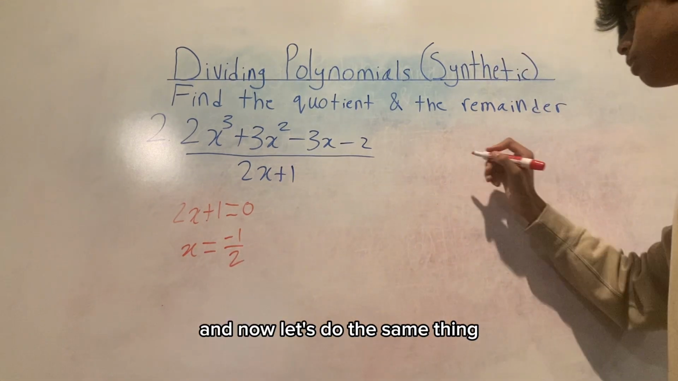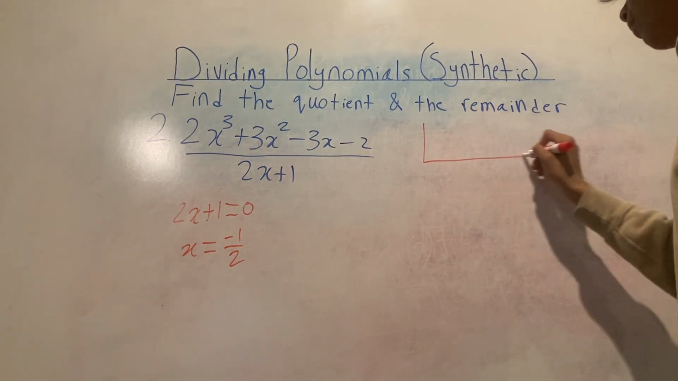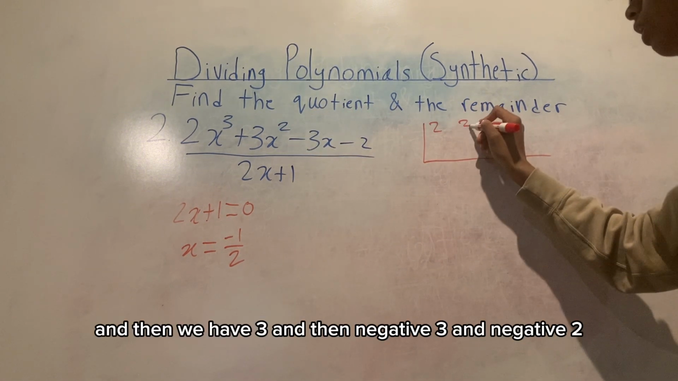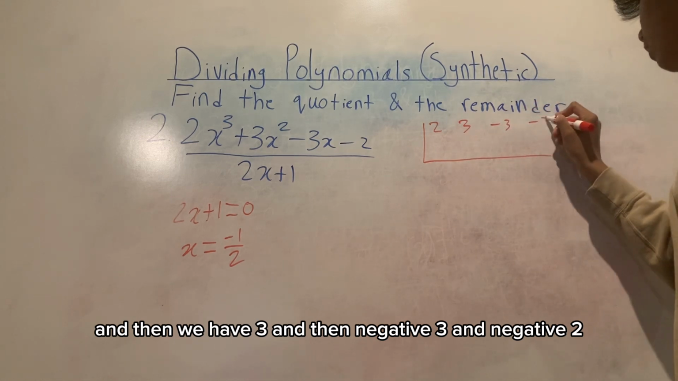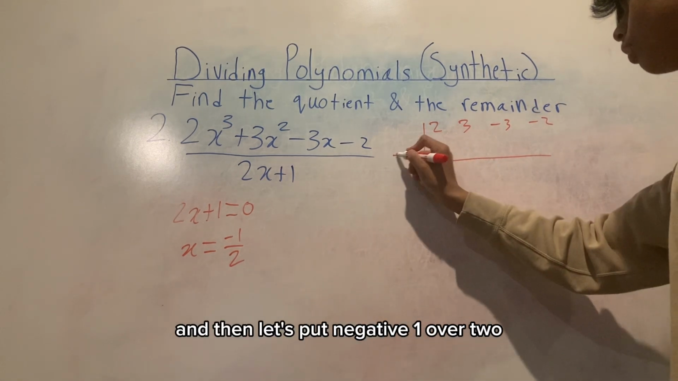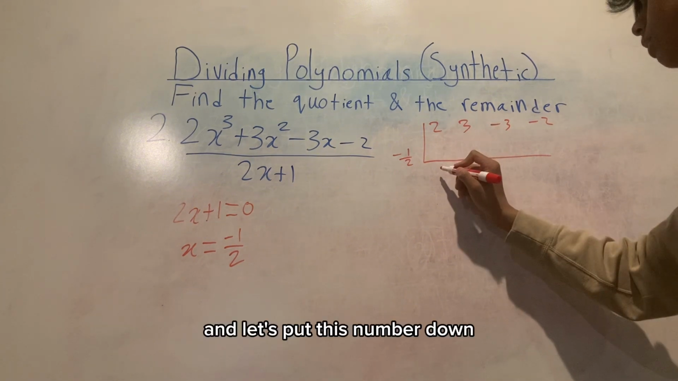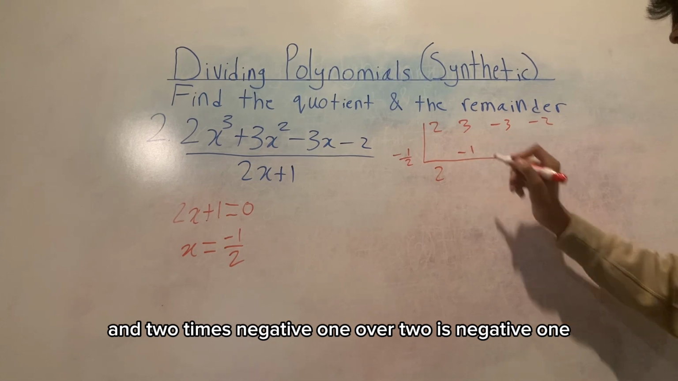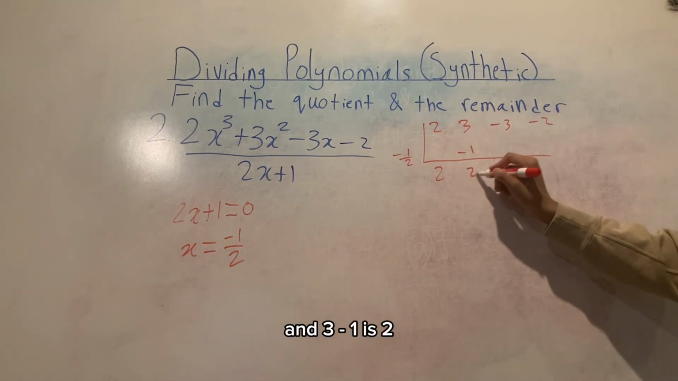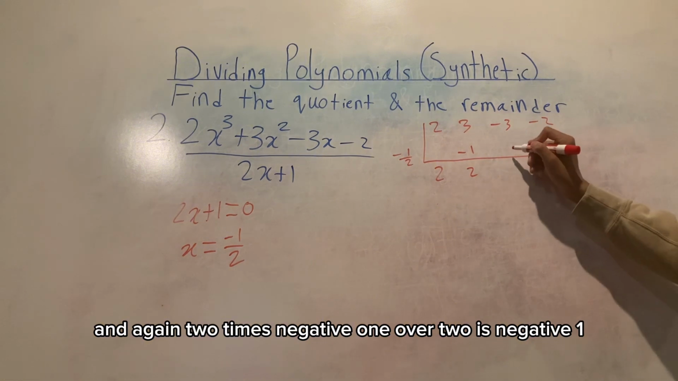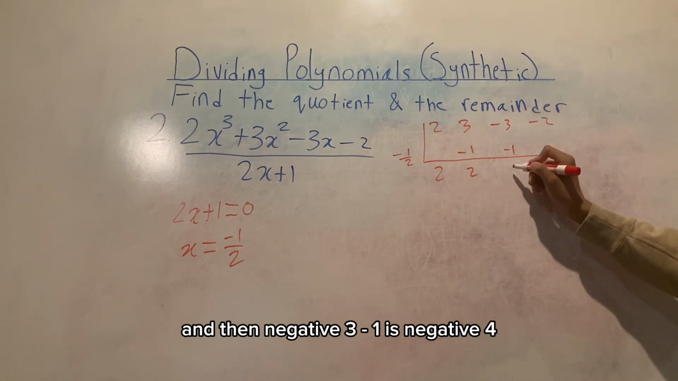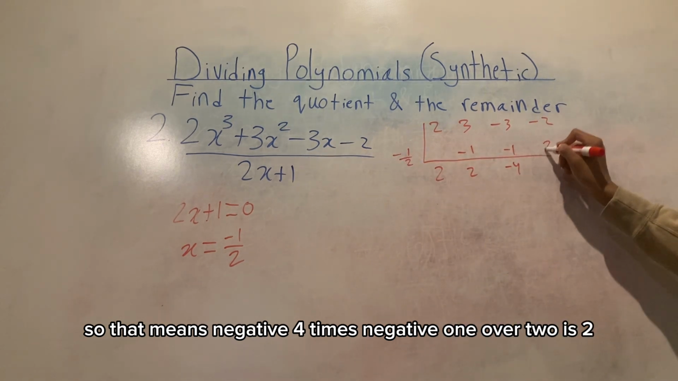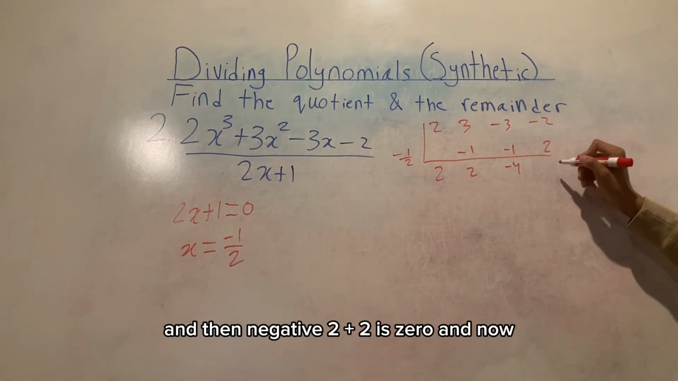Now let's do the same thing. Let's draw the two lines. The coefficients are 2, 3, negative 3, and negative 2, and then we put negative 1 over 2. Let's bring down this 2. 2 times negative 1 over 2 is negative 1, and 3 minus 1 is 2. Again, 2 times negative 1 over 2 is negative 1, and negative 3 minus 1 is negative 4. So negative 4 times negative 1 over 2 is 2, and negative 2 plus 2 is 0.